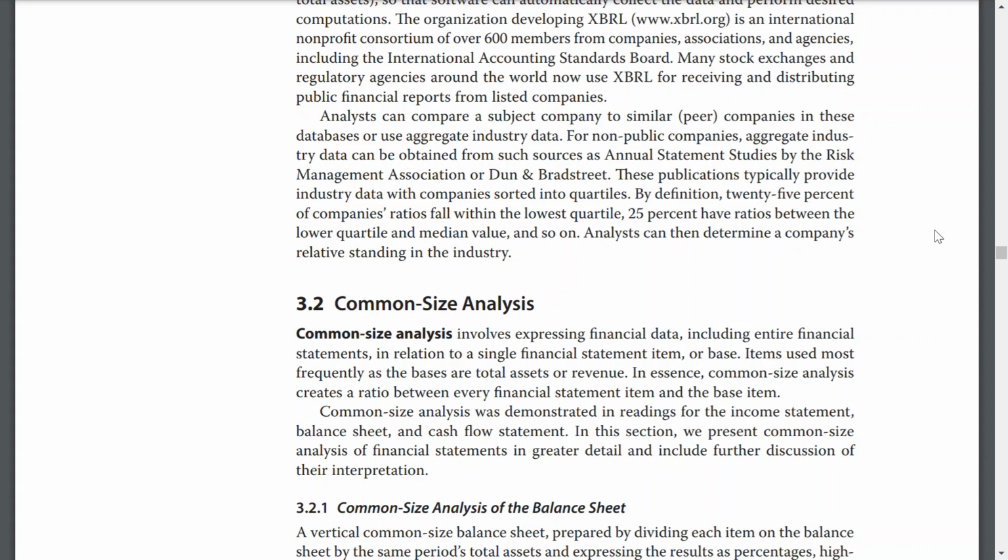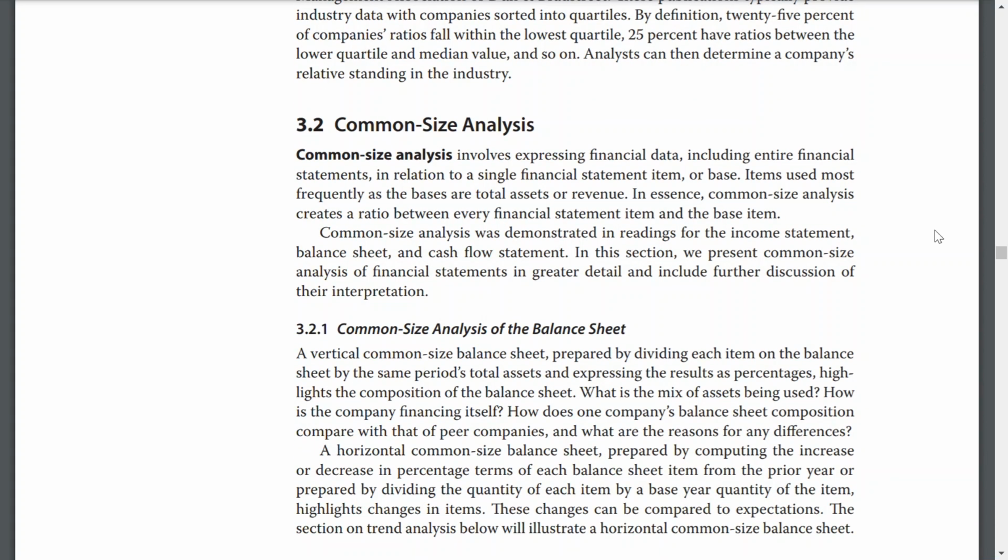Common size analysis. Common size analysis involves expressing financial data, including entire financial statements, in relation to a single financial statement item or base. Items used most frequently as the bases are total assets or total revenue. In essence, common size analysis creates a ratio between every financial statement item and this base item. Common size analysis will demonstrate readings for the income statement, balance sheet, and cash flow statements.